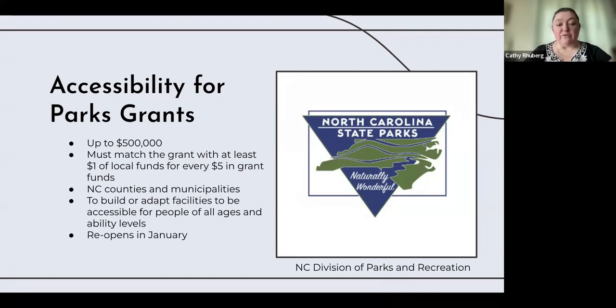You can build or adapt facilities to be accessible for people of all ages, all ability levels. That isn't specifically what it's for, but that is something you could include in your grant proposal.